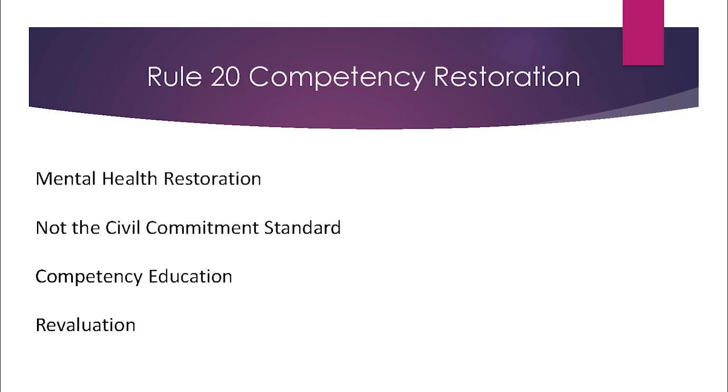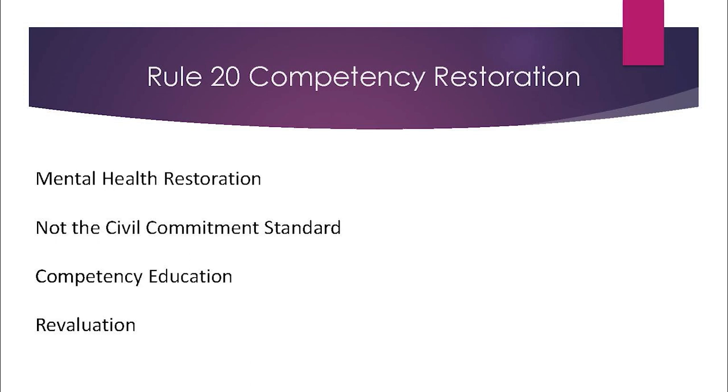So Rule 20 competency restoration is a separate thing from civil commitment. Again, it's just incompetent to stand trial with regard to those charges. That is reviewed every 6 months. The goal is mental health restoration. It is not the civil commitment standard. Competency education is involved, and again, that reevaluation is done every 6 months to see if they understand the charges that are brought and can they participate in their defense. Those are the two most important factors with regard to ending the Rule 20 order with restoring competency. Can they participate in their defense? Do they understand the charges being brought?